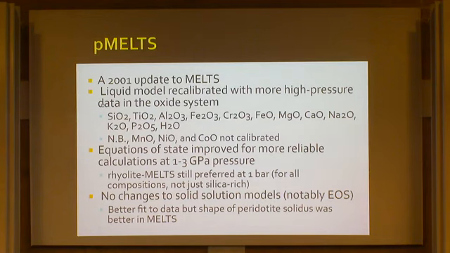pMELTS was a 2001 update to MELTS for higher pressures. Whereas MELTS was only really good up to 2 GPa and really only up to 1 GPa as far as the fluid, the water, which in that case was just water. pMELTS uses a Birch-Murnaghan equation of state for the liquid, so it can go up to higher pressures. It's still not as good actually at the lowest pressures. It doesn't have quite so many.